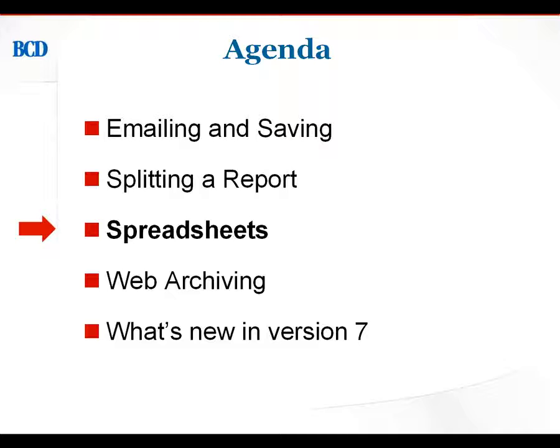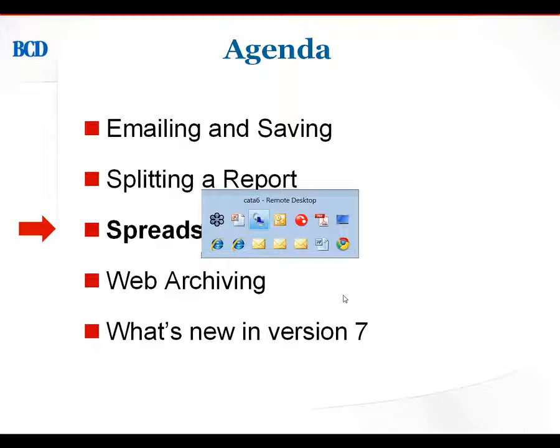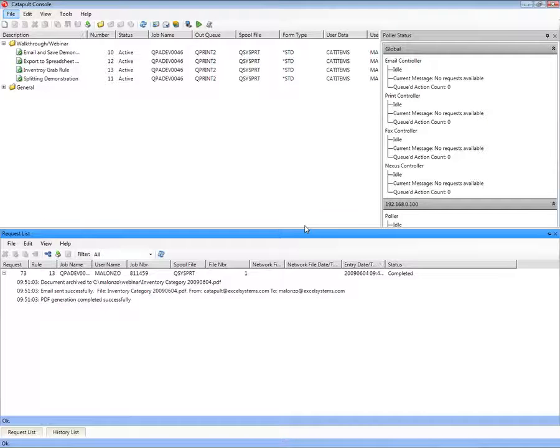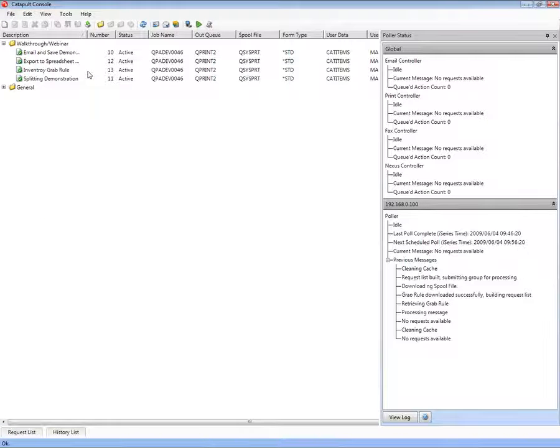So let me toggle back over to Catapult, to the console. And we'll go back to the rule that we just created. Double-clicking on it brings up the rule editor.